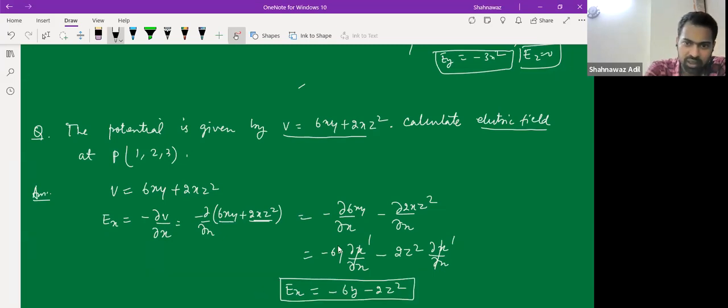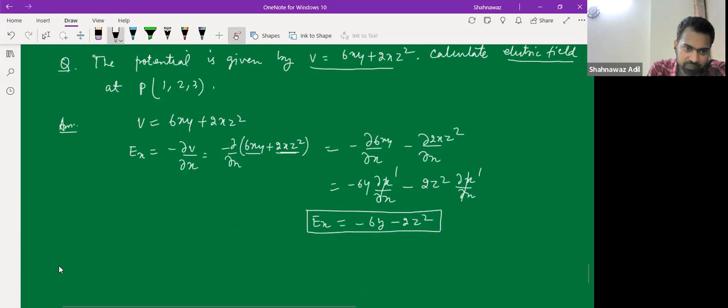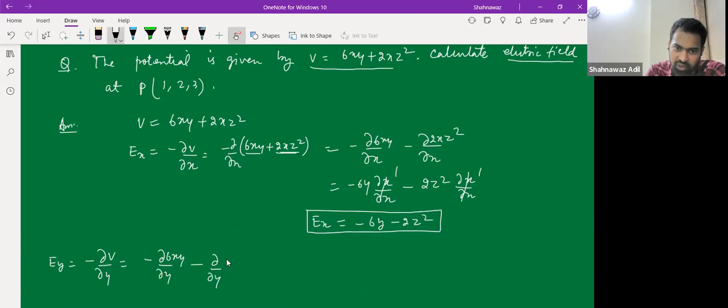Yes. And what would be Ey? Ey would be simply minus d by dy of V, which is d by dy of 6xy minus d by dy of 2xz square. This is not a function of y, so this is 0. And this is how much? Minus 6x is taken outside, dy by dy is 1, which is minus 6x. So this is my Ey, right?